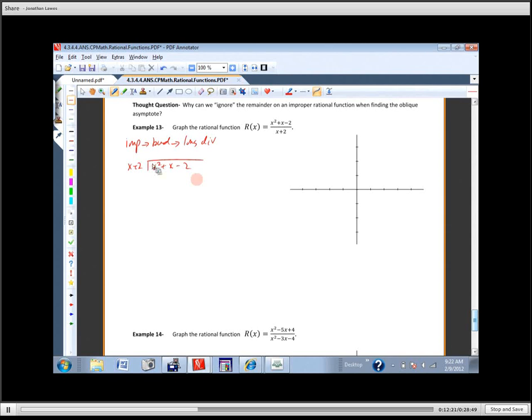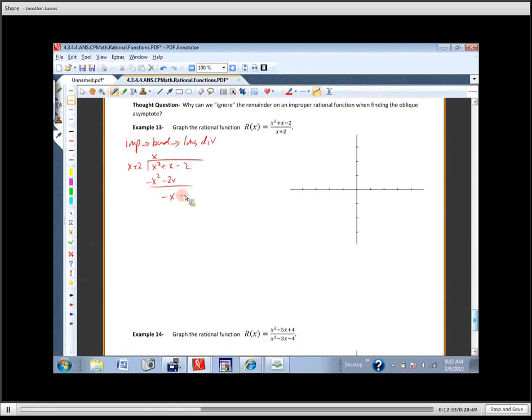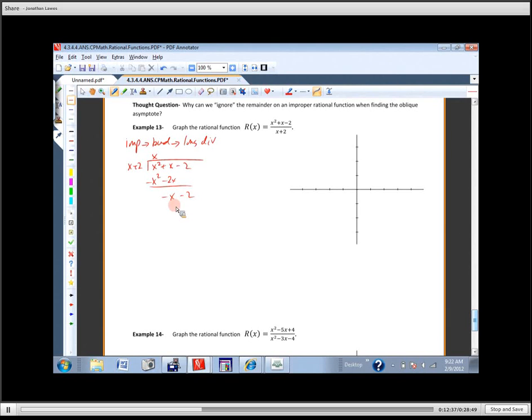So let's see, what do we multiply x by to make an x squared? That's going to be x. This is going to be a 2x, and then we're going to subtract. So these are going to go away. This is going to give me a minus x and a minus 2. And what do I multiply x by to make it a minus x? Negative 1. Okay. Now at this point, I really could be done. I don't need to finish it off. That's the quotient right there. That's going to be our slanted asymptote.